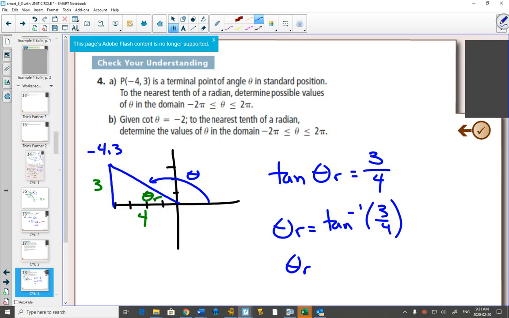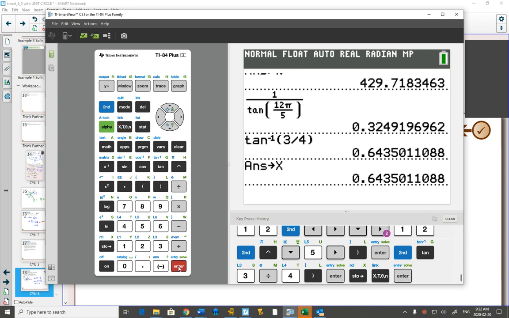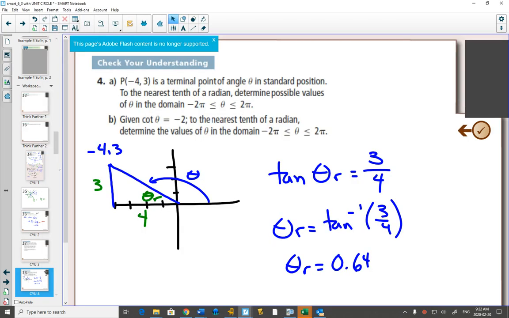So my reference angle is 0.64. Now, one thing that's very helpful on a calculator is sometimes you need to use answers more than once. On my calculator, there's a store button above the on button. I can store it as any letter, or I can store it as X, and it just remembers that value for me for later on, which is really nice. Because in this question, it says, to the nearest tenth of a radian, determine possible values of theta from -2π to 2π.